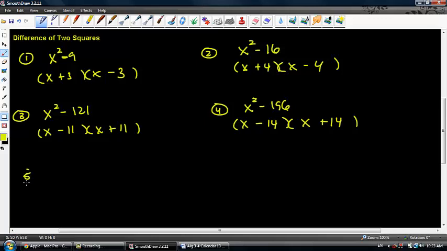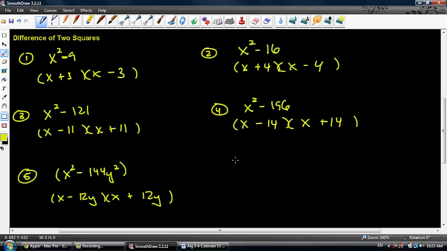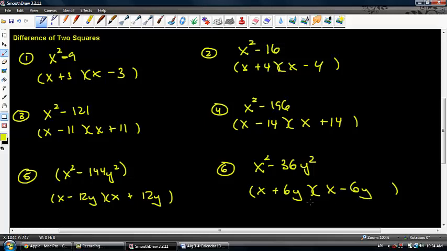They can throw other variables in there. They can say x squared minus, say, 144y squared, but that will factor into x minus 12y and x plus 12y. All right? That's the only way they can really make it harder. Let's just do one more. Let's say x squared minus 36y squared. Again, same deal. x plus 6y, x minus 6y. All right?